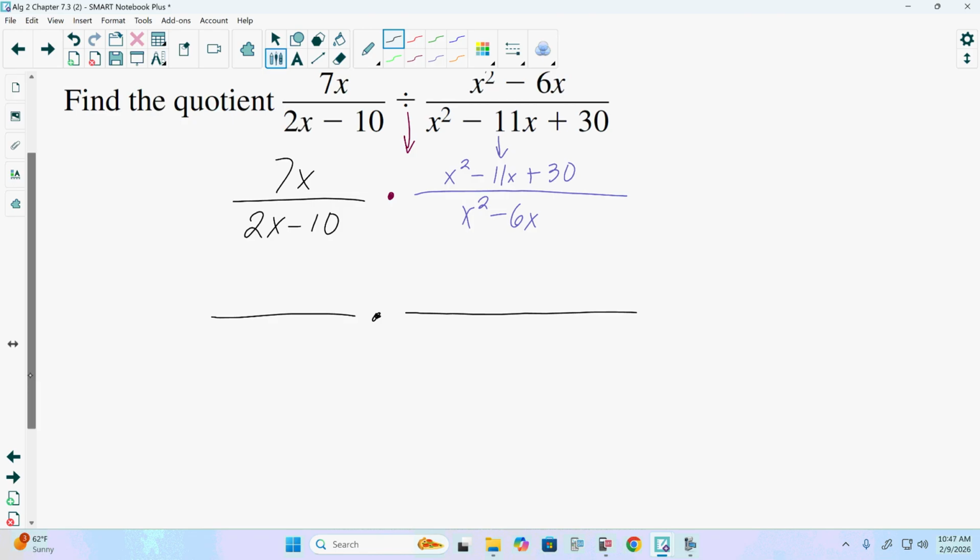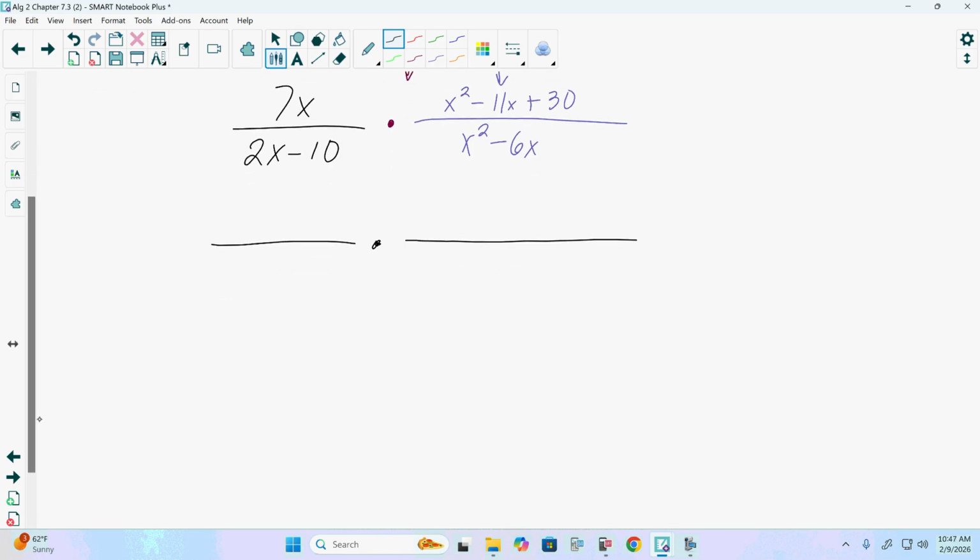So now that we've got it to this point here, we just need to factor each of the terms on top and bottoms of the fractions, multiply them together, and then simplify. Now our 7x, because it is a single term, is just going to stay 7x. There's nothing to factor, there's nothing to simplify. Questions?